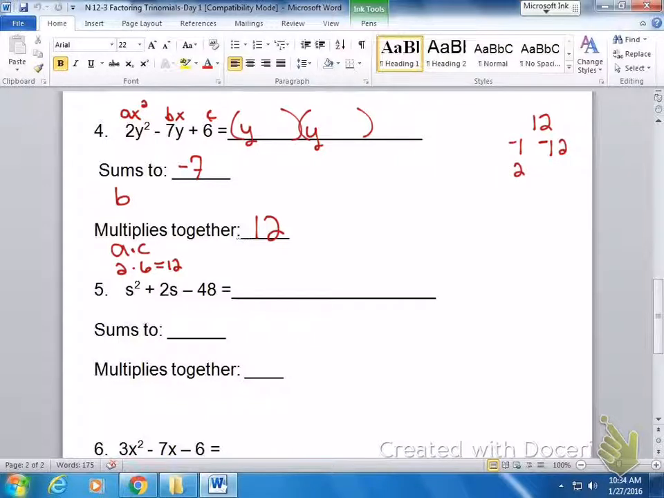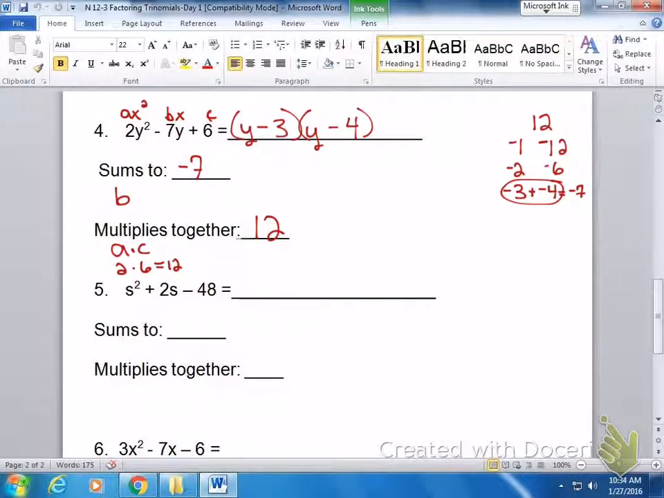I go down to 2 and 6. If it was negative 2 plus negative 6, it'd be negative 8. That's not right. 2 plus 6 would be 8, so neither of those work. Now I come to 3 and 4. Well, I know 3 plus 4 is 7, but I need it to be negative. Negative 3 plus negative 4 gives us the negative 7. So there are the answers. Let's put them in our parentheses. I put the negative 3 and the negative 4.